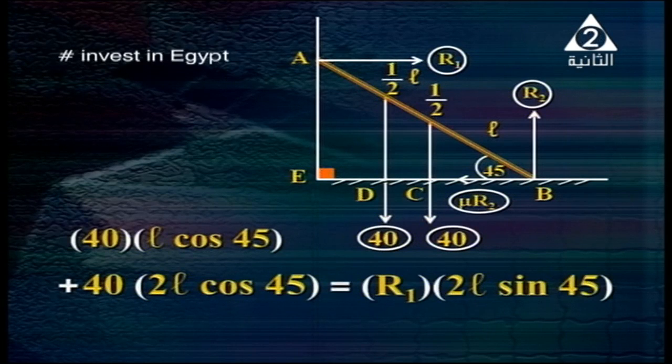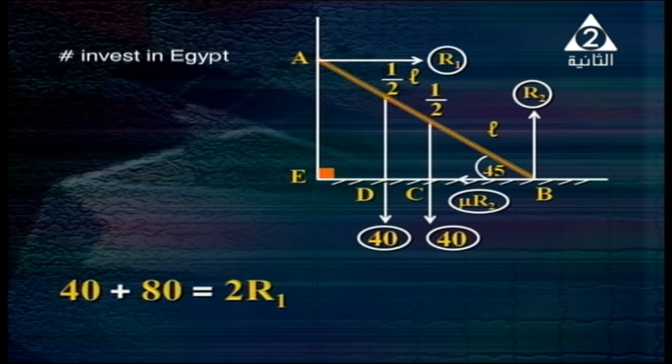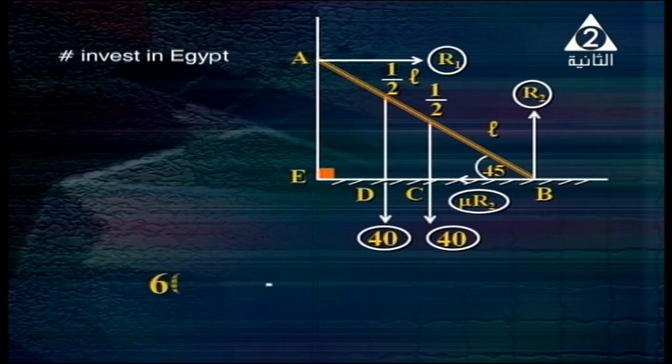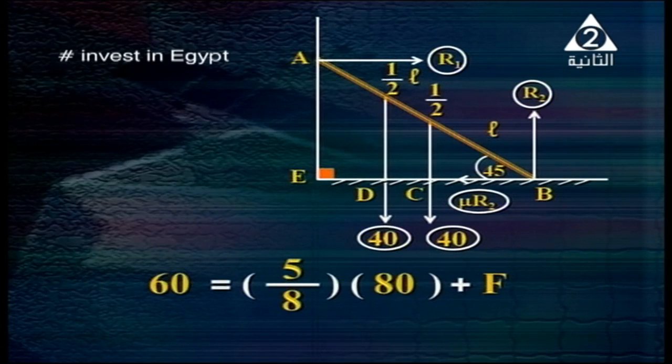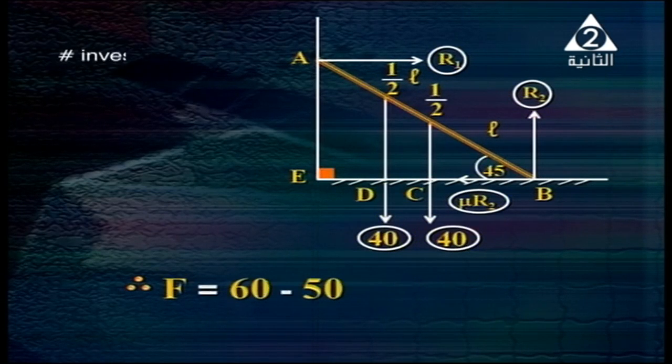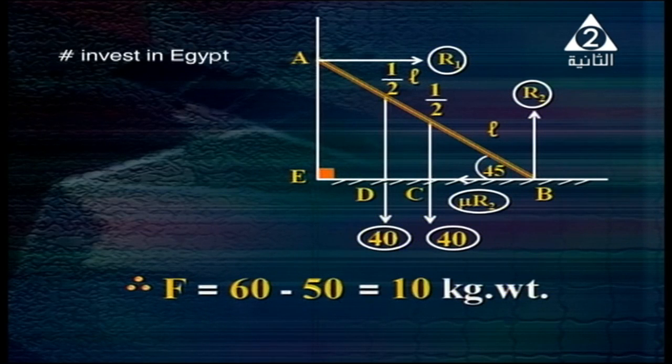The answer is 40 plus 80 to R1. Then R1 in this case equals 60 kilogram weight. So 60 equals 5/8 mu R plus F. What is mu? 5/8. What is R? 80. Then find the value of F by using 60 minus 50 equals 10. Then the minimum force equals 10 kilogram weight.